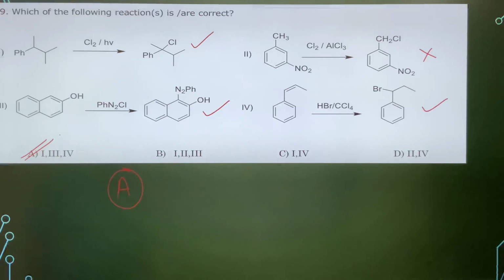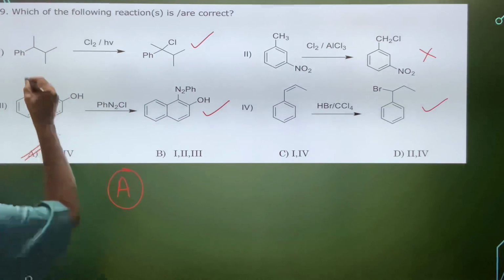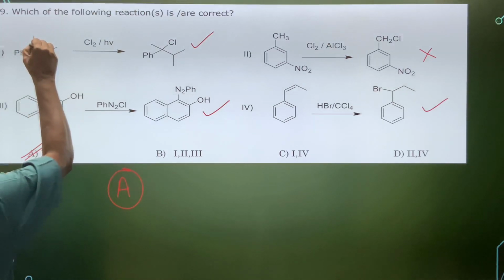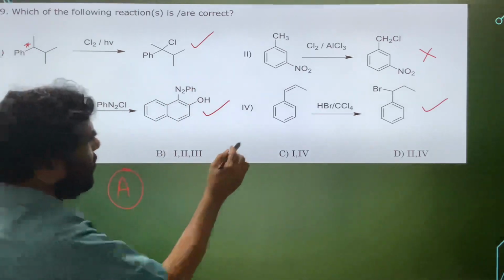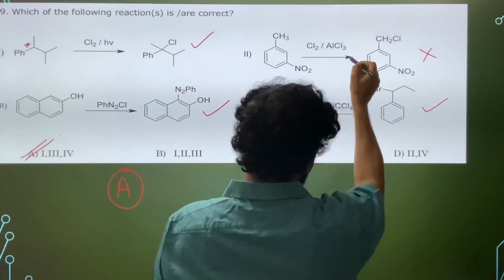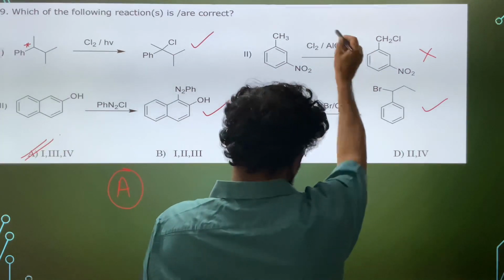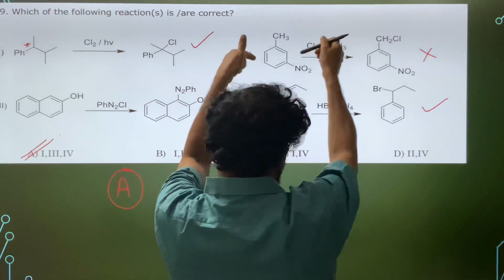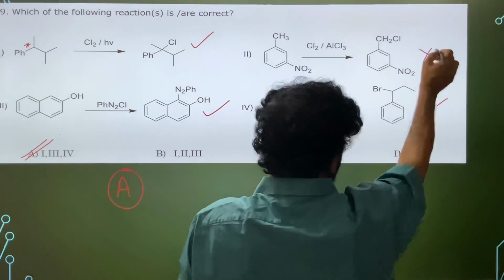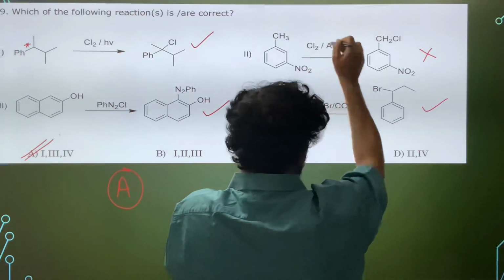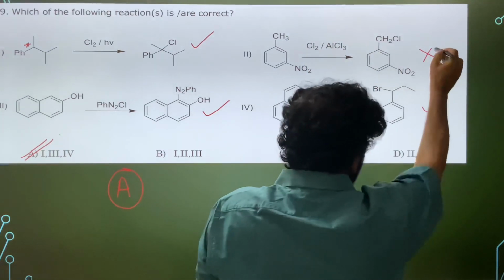This is again a photochemical reaction. This reaction has to take place here, at the benzylic carbon, the 3-degree benzylic carbon, correct? This is an electrophilic substitution reaction. With chlorine and AlCl3, nuclear substitution should take place. Substitution is taking place in the side chain. It is possible in the side chain only under photochemical conditions. This is wrong.